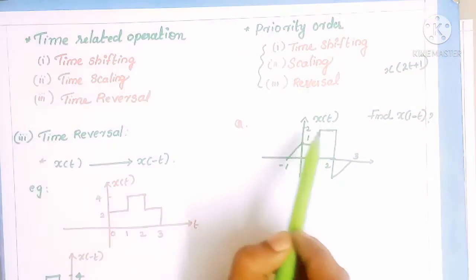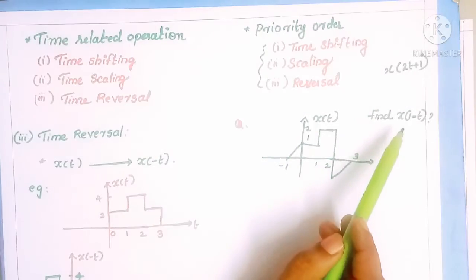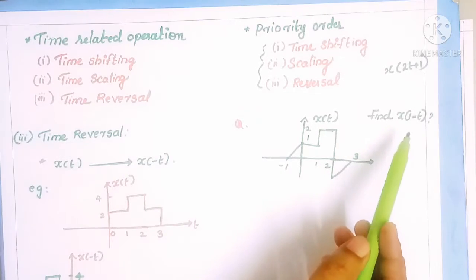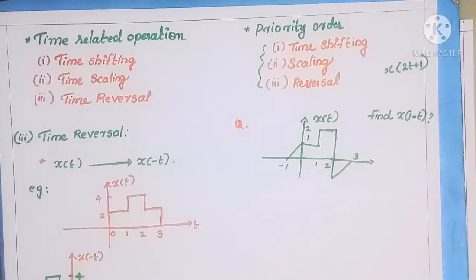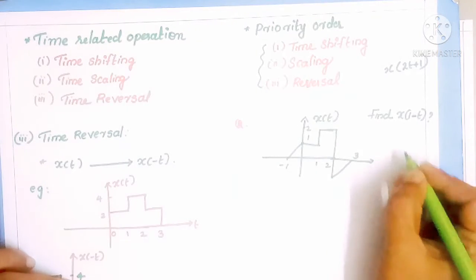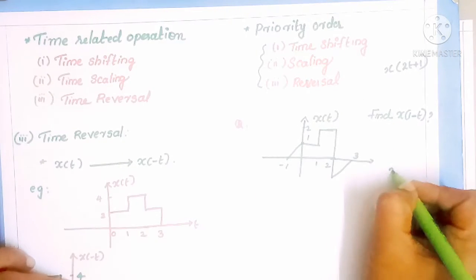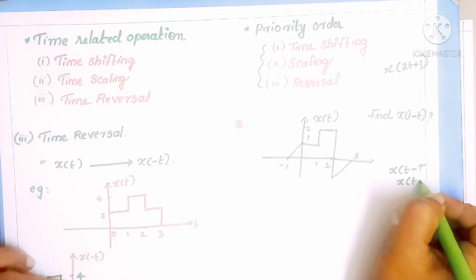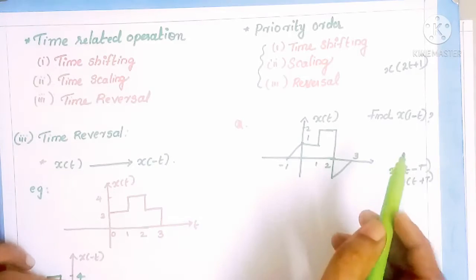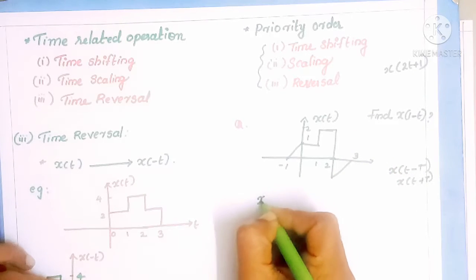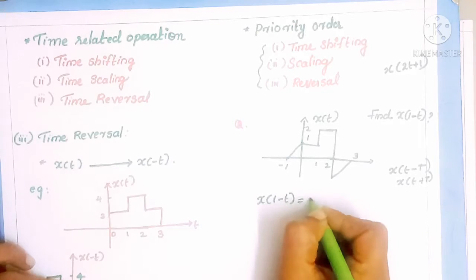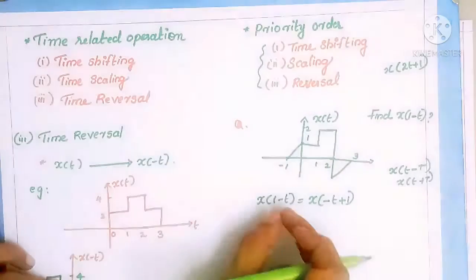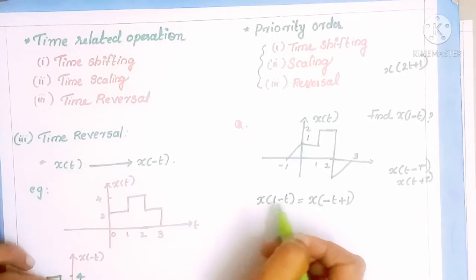So this is the image of a signal. Find x of 1 minus t. Here we have an x of t signal, and we need to find x of 1 minus t. We know the general formula of a time shifting operation is like this: x of t minus T or x of t plus T. Likewise, x of 1 minus t can be written as x of minus t plus 1. Both are equal. I just changed the integer and time positions.